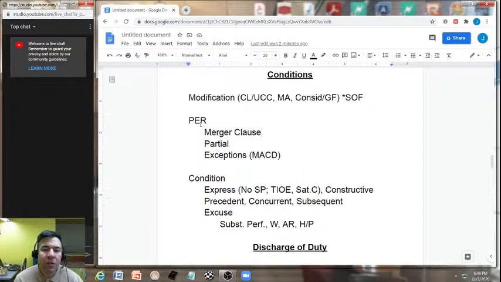Because the court is essentially guarding the intent of the parties. They're guarding the original contracting intent so that outside evidence, outside communications, the prior or contemporaneous communications, whether written or oral, cannot just come in and change this agreement.